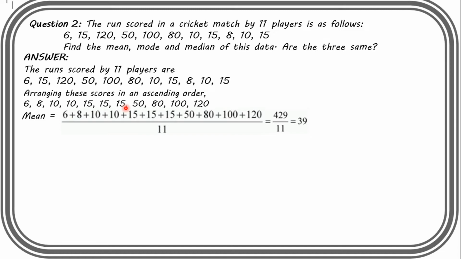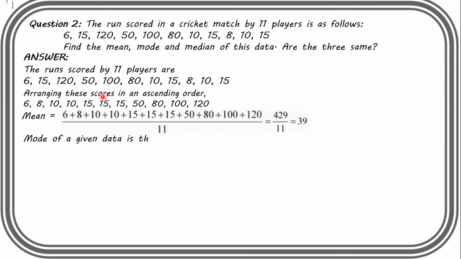Now if we talk about the median, I already told you how to find the median. How many numbers are there in total? Total numbers are 11. 11 plus 1 is equal to 12, upon 2. The 6th term will be the median. So count the 6th term: 1, 2, 3, 4, 5, 6. The 6th term is 15. So the median is 15.